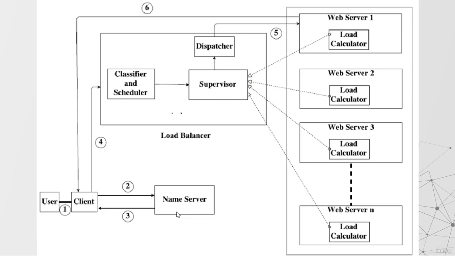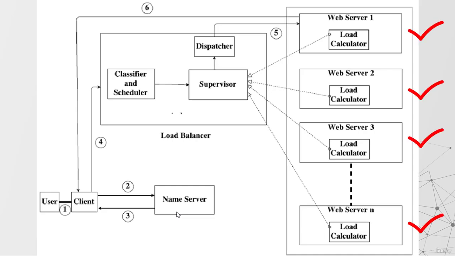Now, before making a decision, the dispatcher communicates with load calculators associated with each web server, and these calculators provide real-time data about the current load or traffic on each server. So by considering this data, the dispatcher can make an informed decision about which server is best suited to handle the incoming request, ensuring that traffic is evenly spread and no single server is overloaded. And once the dispatcher decides on the most appropriate server, it routes the request to the specific web server. It could be server 1, 2, 3, or whatever it is.